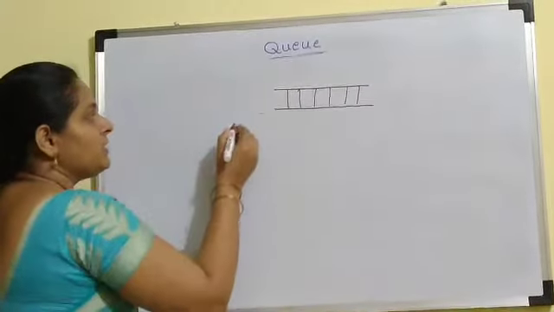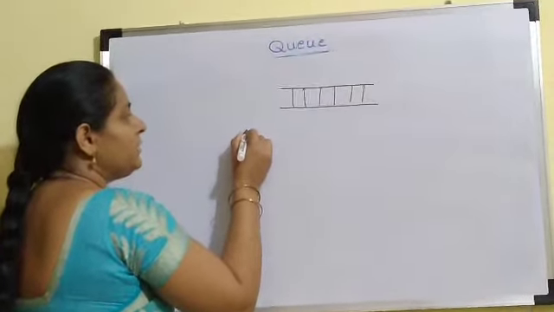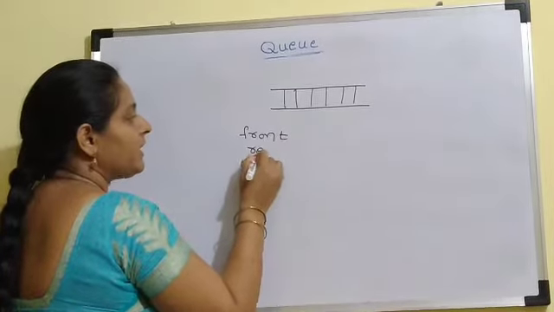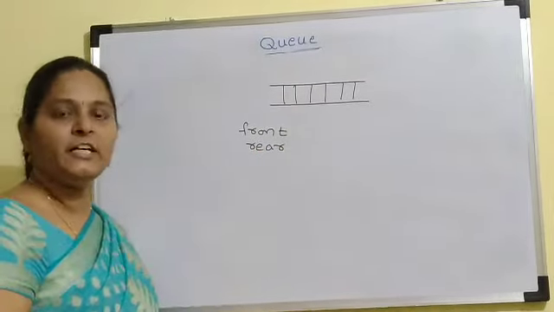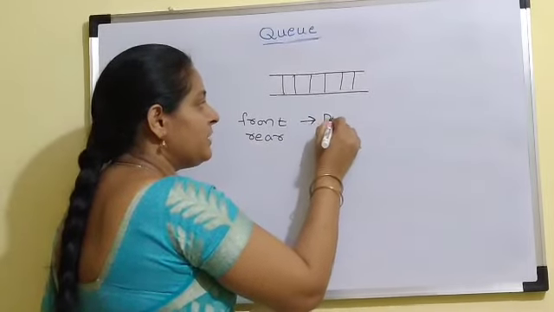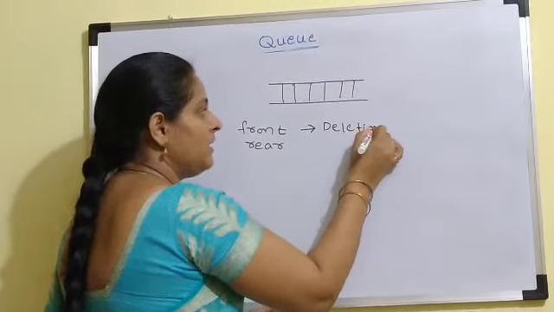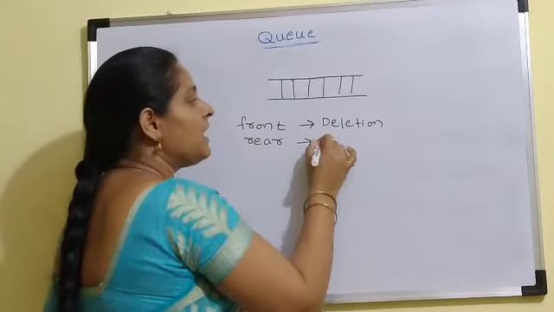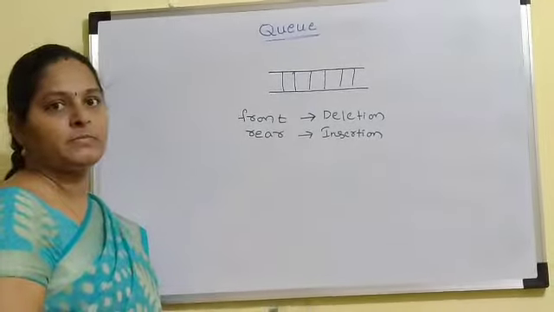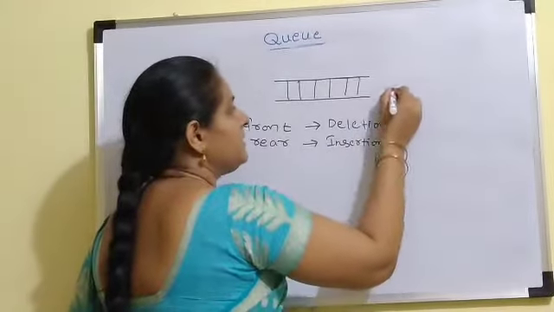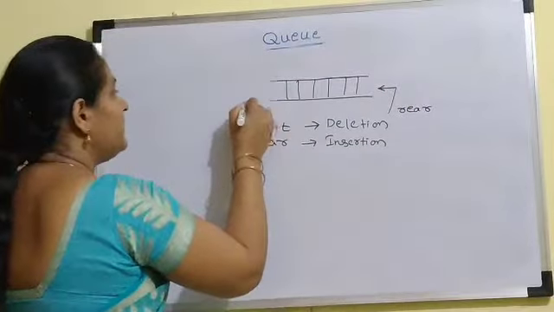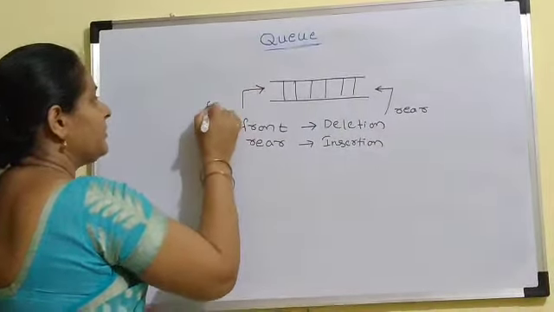Let us see. So here the queue contains two ends. Those we are calling as front and rear ends. We will use front end for deleting the elements from the queue, deletion purpose, and we will use this rear end for inserting the elements into the queue, insertion purpose. Okay, so let us see here. This end we are calling as rear end and this end we are calling as front end.